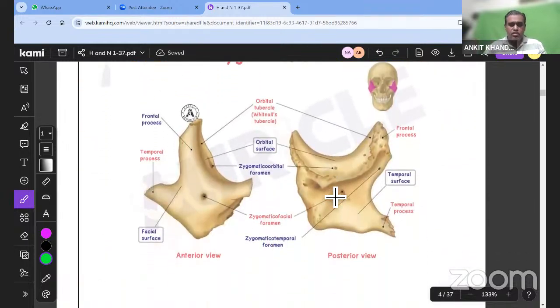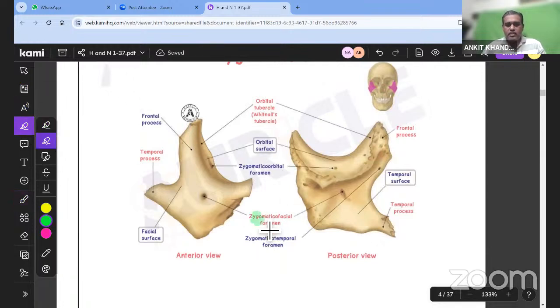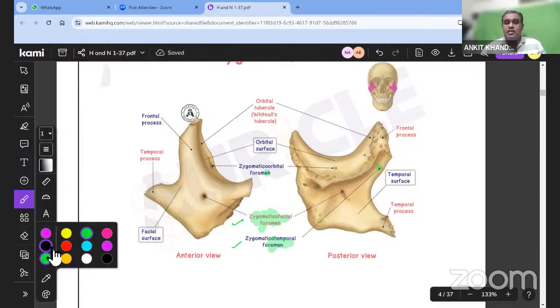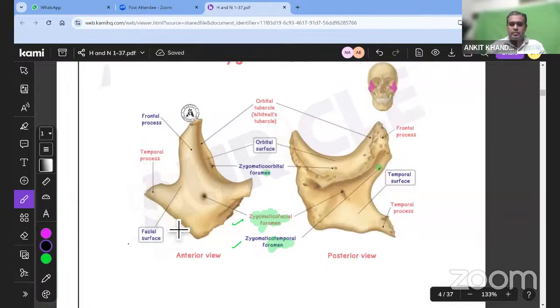Here is another image of the zygomatic, go through it. Let me just highlight some foramens over here. So on the outside, you have the zygomaticofacial foramen, right? On the inside, you will find over here the zygomaticotemporal foramen as well. There is also a zygomaticoorbital foramen, not that important. These two are actually more importantly asked because they are easily visualized, easily seen with the naked eye.